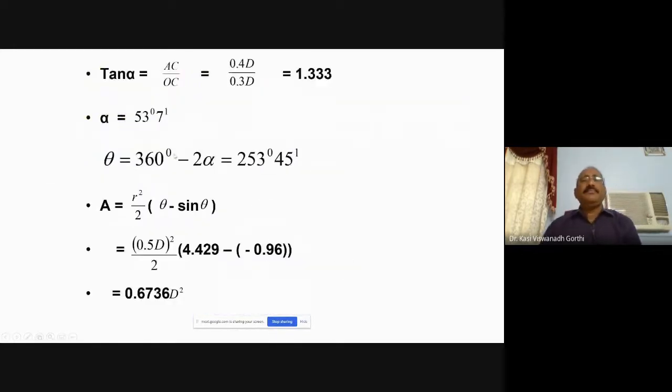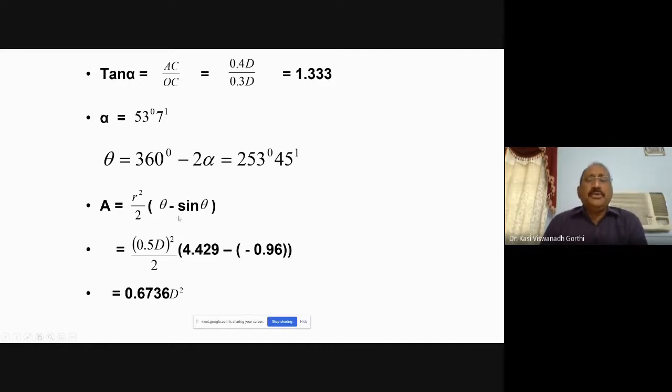Compute tan alpha, AC by OC, 0.4 D by 0.3 D, which is 1.33. Alpha is 53 degrees. Theta would be 360 minus 2 alpha, because the total is 2 theta that we have taken as the included angle. So 253 degrees is the total included angle.